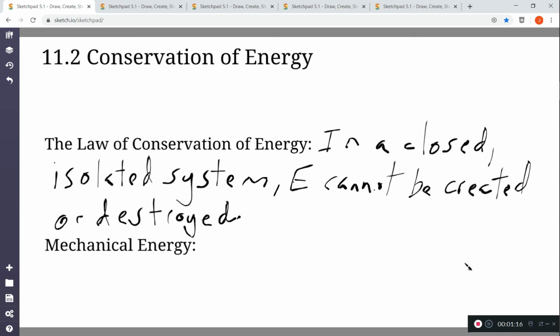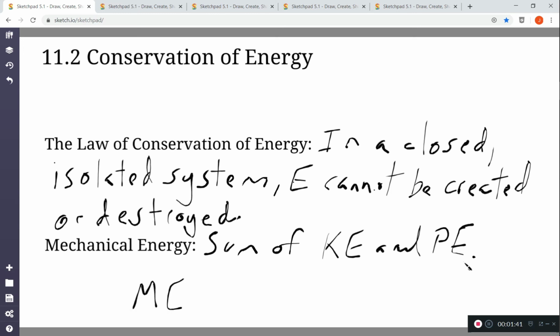Mechanical energy is really the sum of kinetic energy and potential energy. Now it could be different types of kinetic. We could have rotational kinetic or translational kinetic. We could have gravitational potential energy or elastic potential energy, but usually we work with gravitational and translational kinetic. Those are the most common. So a formula here is mechanical energy is just kinetic energy plus potential energy.